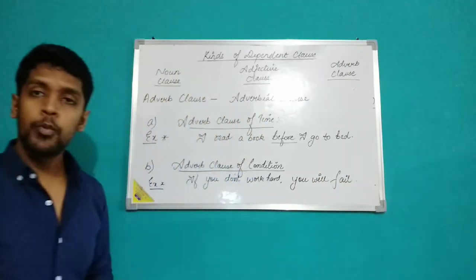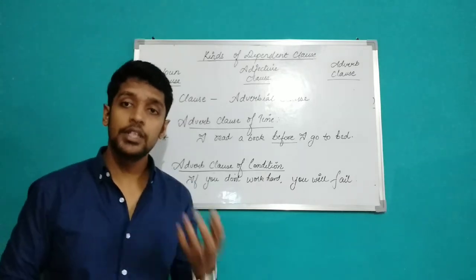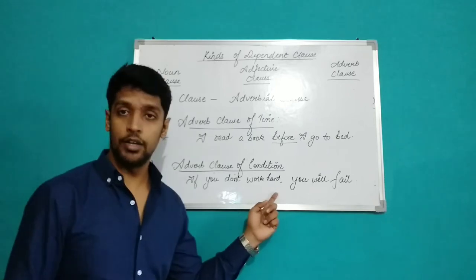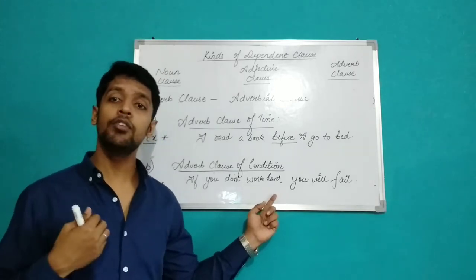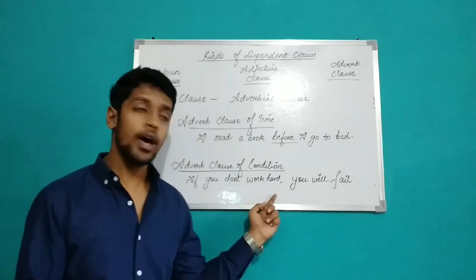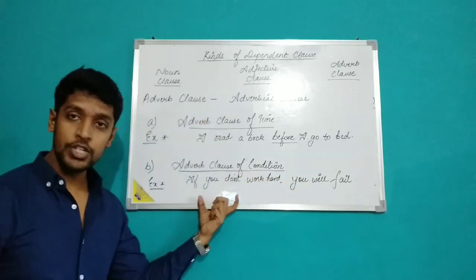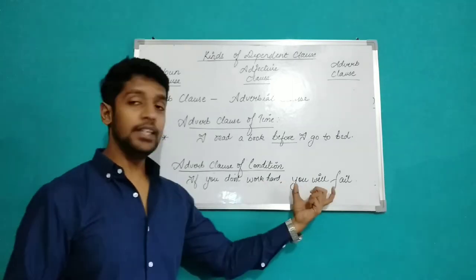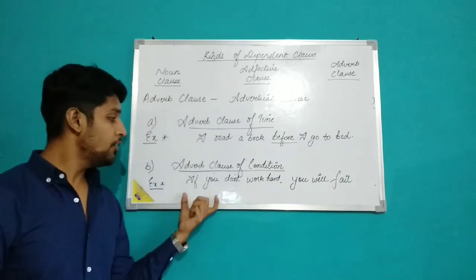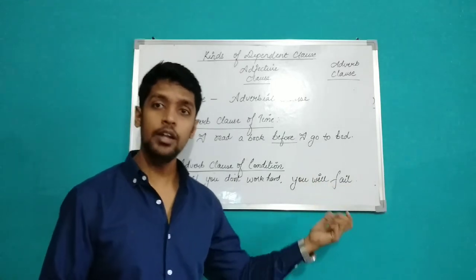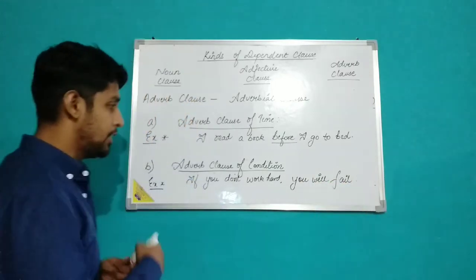So here I am putting the term and condition, and what is the condition? If you don't work hard, if you do not give your efforts, then what will happen? You will fail. So here I am putting the condition to complete the sentence. What will happen if you don't work hard? You will fail. Let's take another example.